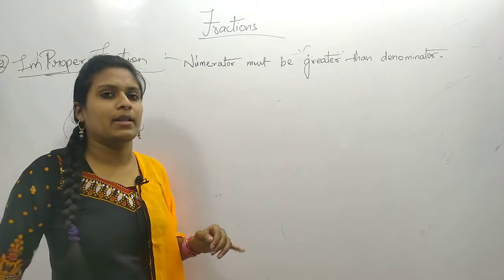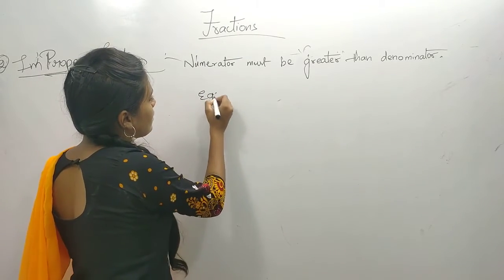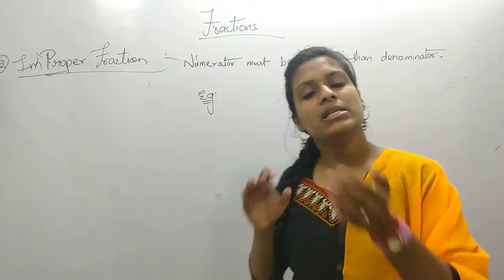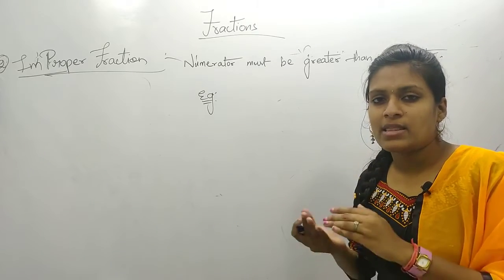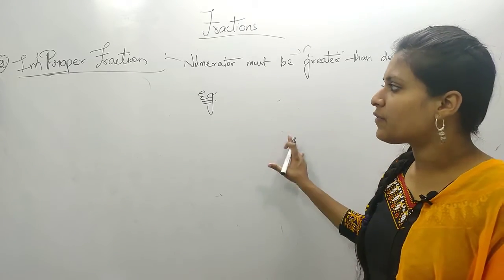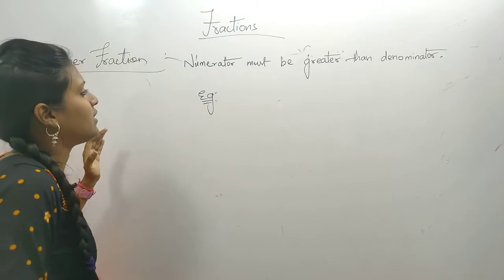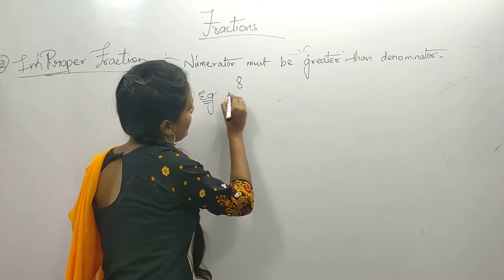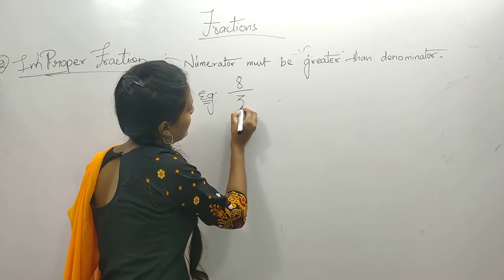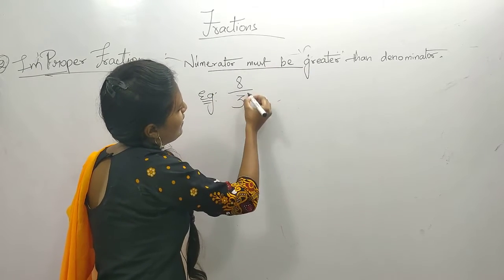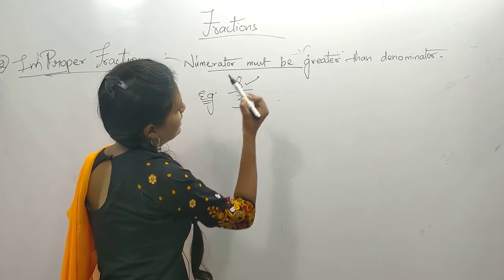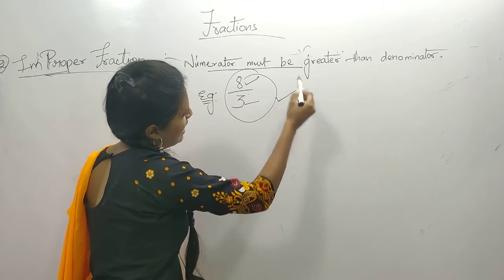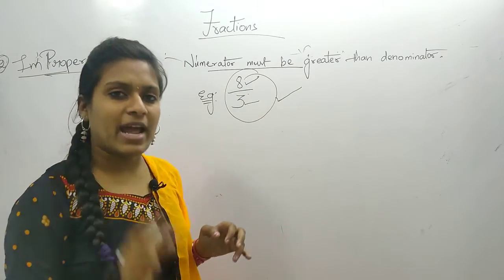Let's see an example. It is a very easy trick to keep the proper and improper fractions in your mind, because proper is quite the opposite of improper and improper is quite the opposite of proper. For example, take an improper fraction: the numerator as 8 and the denominator as 3. According to the definition, the numerator is greater than the denominator, so it is correct and it is an improper fraction.